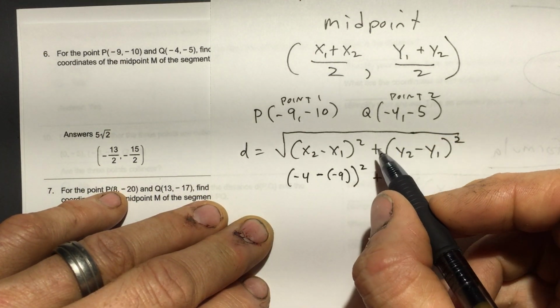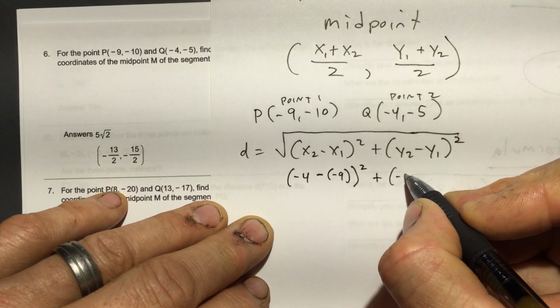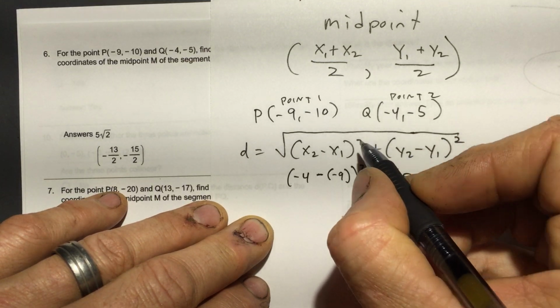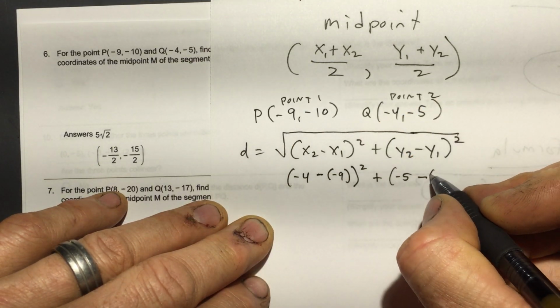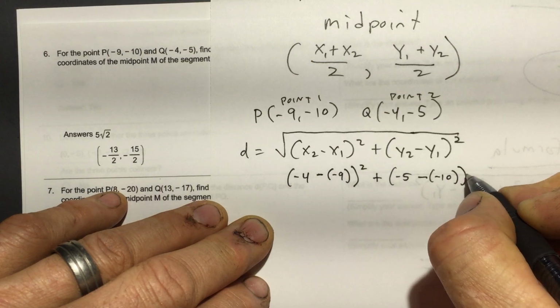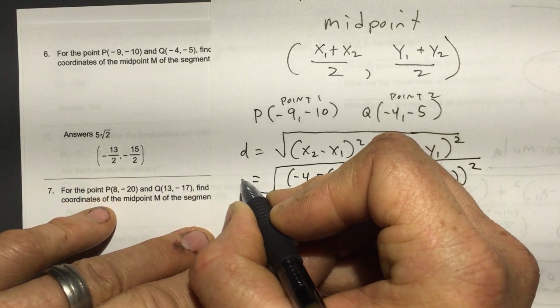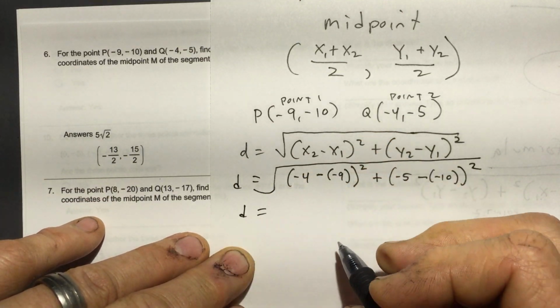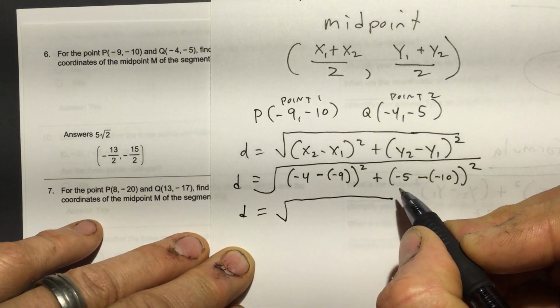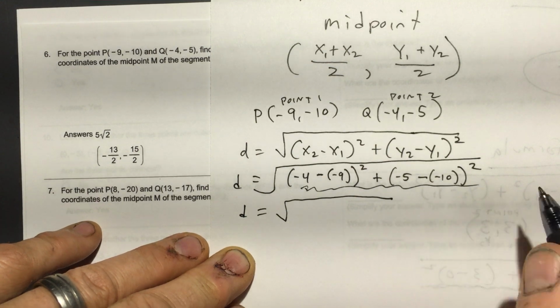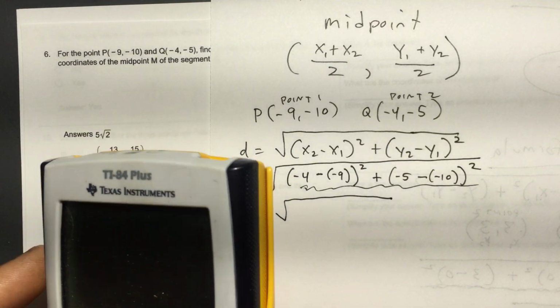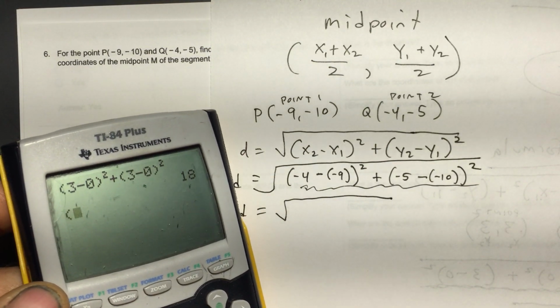Okay, my y in point 2, right there, -5, minus my y in point 1. All right, that's a -10. And all this is in a radical. Okay, that's my distance. Okay, now, like I said, I'm going to leave this radical, and I'm just going to type all this under here, type that in. All right, so let's get this thing going.